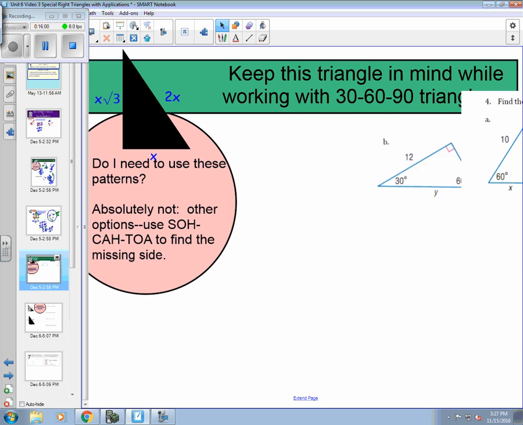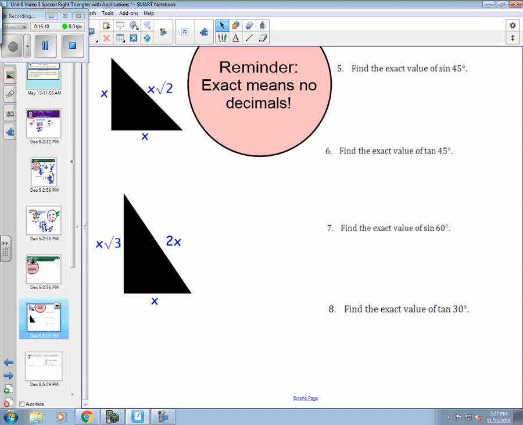Let's try one more of these here. Looks like, oh, nope, that was it. Let's go to the back. On the back, we are now using some other things to find some exact values. So they're either going to be asking you something with a 30-60-90 or a 45-45-90. First one looks like 45-45-90.